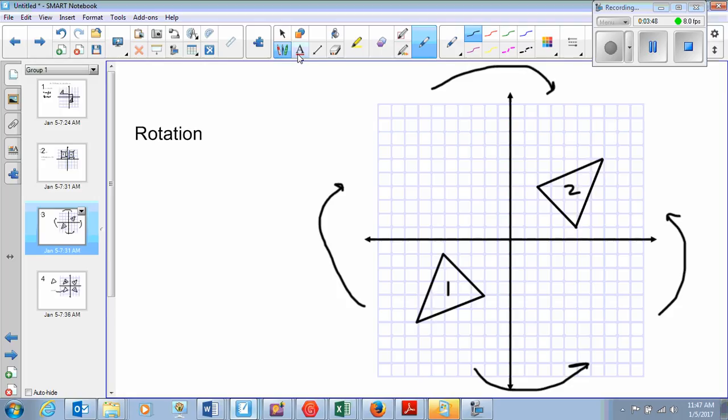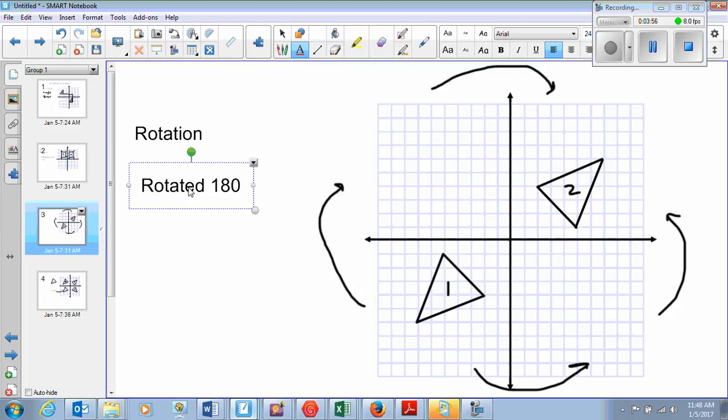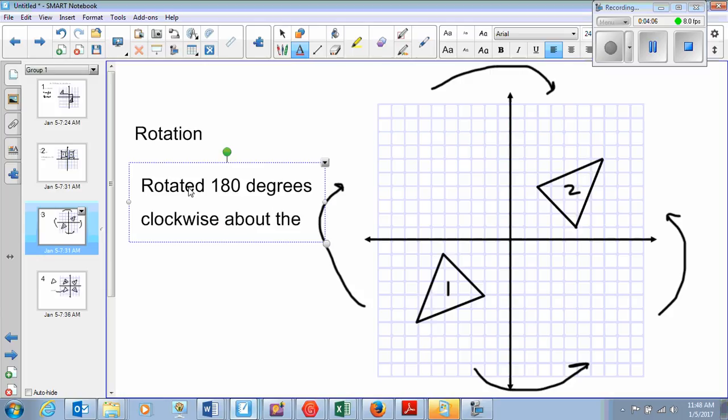I could say either one here, but what happened? How did image 1 get to image 2? I would say that it was rotated 180 degrees, clockwise or counterclockwise, doesn't matter, about the origin, because we are rotating around that central point, that central 0, 0 location, which is called the origin.